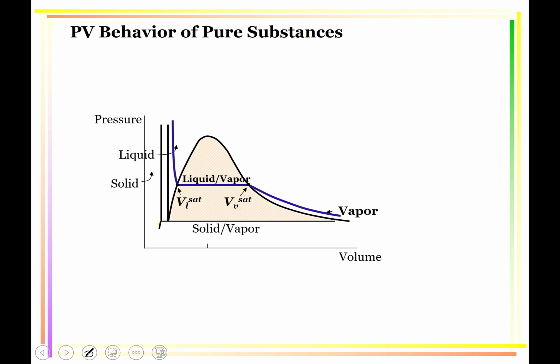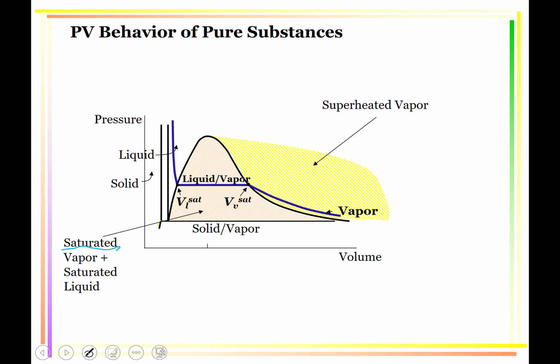This again, we're under the phase envelope with the orange hashing, and we have saturated vapor and saturated liquid. What does that mean, saturated? That means the vapor has as much liquid in it as it can, and the liquid has as much vapor in it as it can. That's what saturated means. And then we have the vapor section. This is called superheated vapor. So if we're above this curve here, then it's superheated.